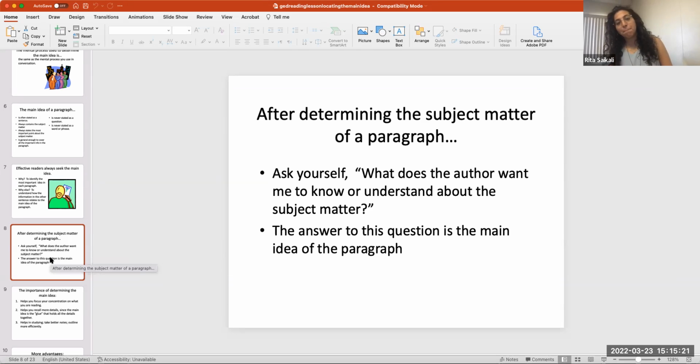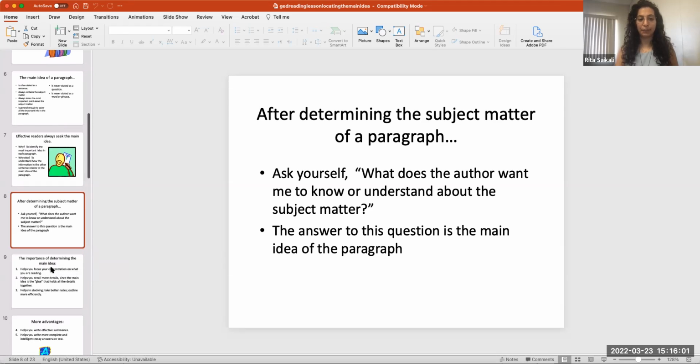All right. So then we have, after determining the subject matter of the paragraph, you can ask yourself, what does the author want me to know or understand about the subject matter, right? So what are you trying to say? What I was trying to tell you is that my brother is smart, right? So when I asked, what is this about? Some of you said, your brother, right? So my brother is the topic of the paragraph, but also what I want you to know is that he is smart, yeah? So you ask yourself, what does the author want me to know or understand about the subject? And the answer to the question, again, is the main idea.